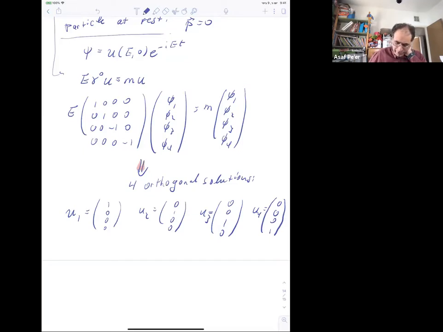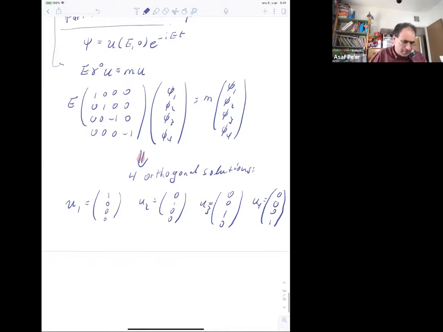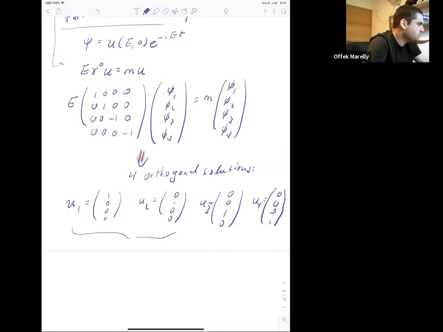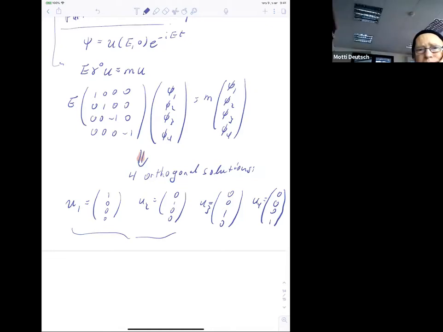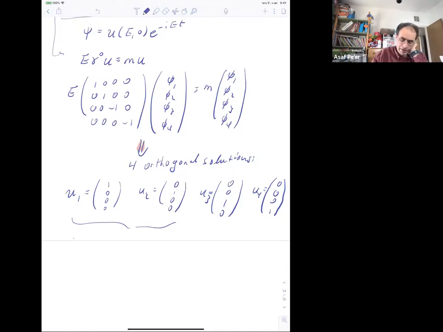So if I look at the first two, what are the eigenvalues? What is the energy of these states? The mass, m. So we have the positive energy eigenvalue.